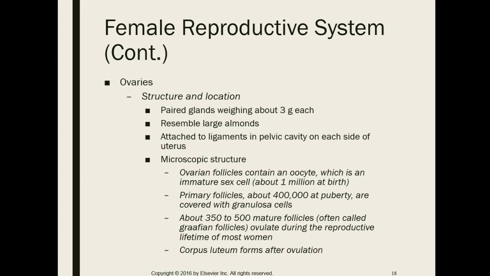After that egg has been released from the ovary, or ovulated, we have the corpus luteum left, which is a ruptured egg follicle that is going to secrete hormones.